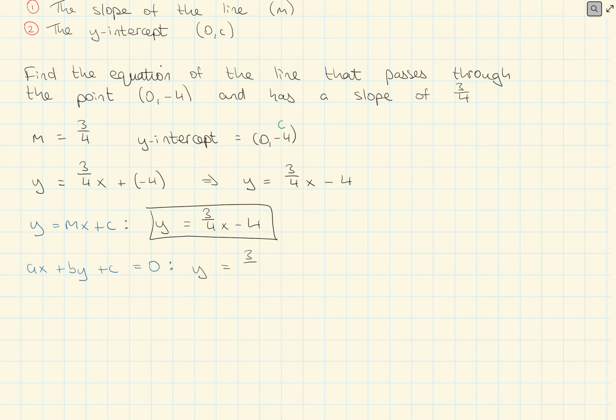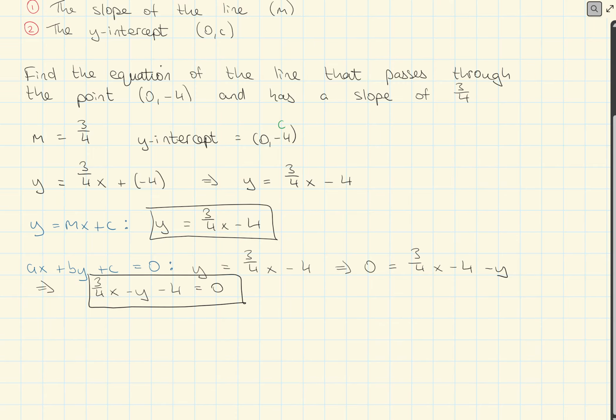We have y equals 3 over 4x minus 4. It's easiest for me to move the y. So we get 0 is equal to 3 over 4x minus 4 minus y. And we tidy that up. We get 3 over 4x minus y minus 4 equals 0. And if for some reason the question said, what are the a, b, and c values? Here we'd have a equals 3 over 4, b equals minus 1, we have the invisible 1 in front of the y, and then c equals minus 4.